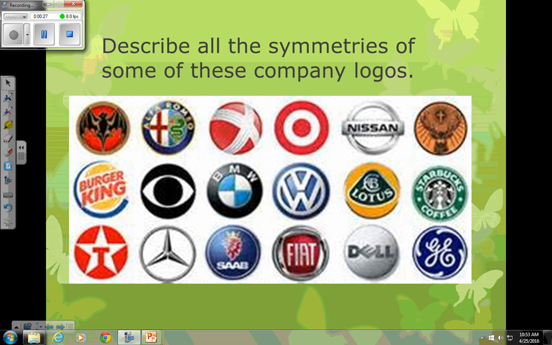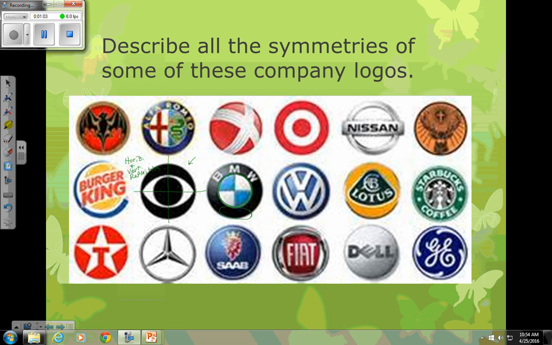For instance, if you look at the BMW logo, because of the BMW not being repeated down here, it does not have any symmetry whatsoever. But let's look at the CBS logo, the I, right here. Notice it has horizontal reflective symmetry. It also has vertical reflective symmetry, but it does not have diagonal reflective. So it has horizontal and vertical reflective symmetry.